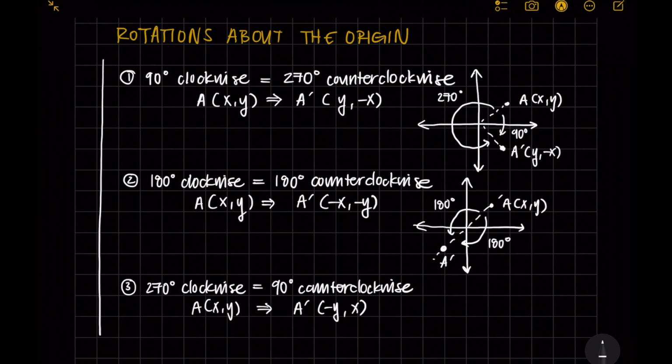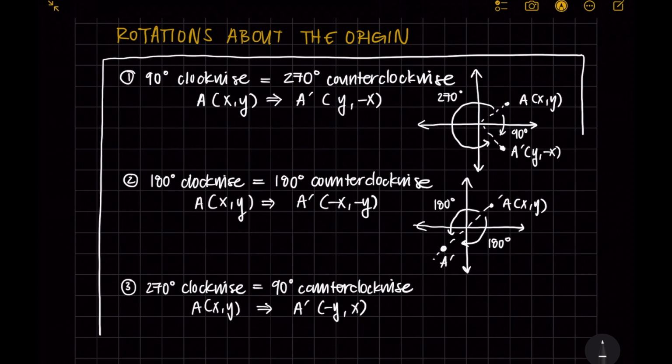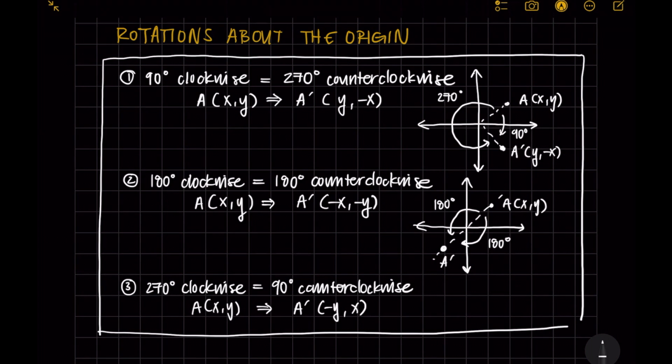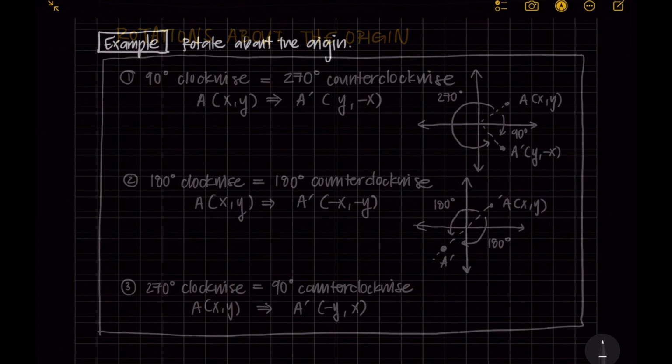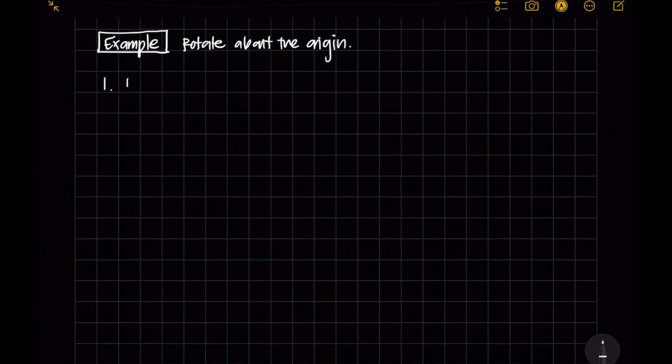We're going to use them in the upcoming examples, so keep this piece of information handy. Let's do some examples. In this first example, I want to rotate about the origin 90 degrees clockwise.